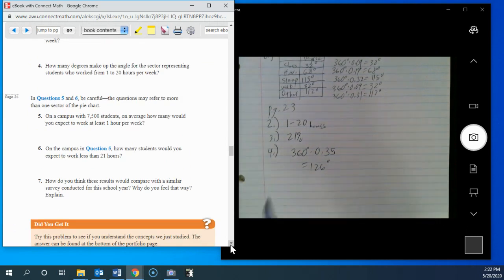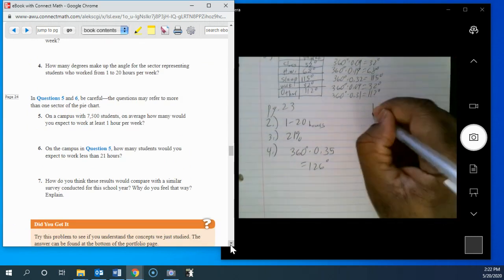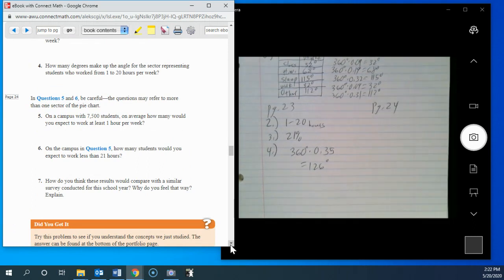Okay, now, page 24 is basically the last of this section. Problems 5, 6, and 7. And then we're done with 1.2. Okay, it says in questions 5 and 6, be careful. The questions may refer to more than one section of the pie chart. Okay, number 5. On a campus with 7,500 students, on average, how many would you expect to work at least 1 hour per week?